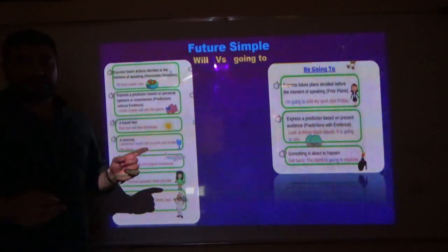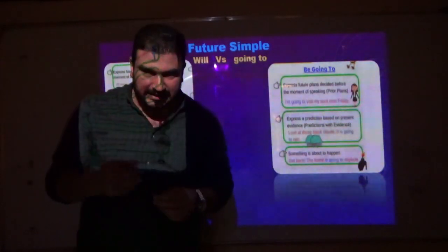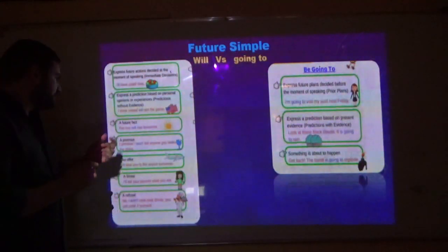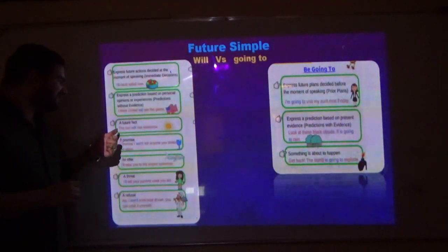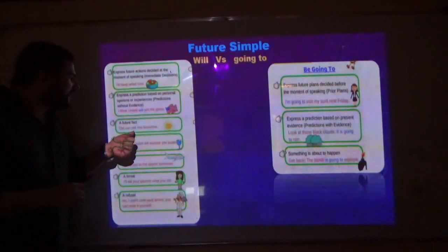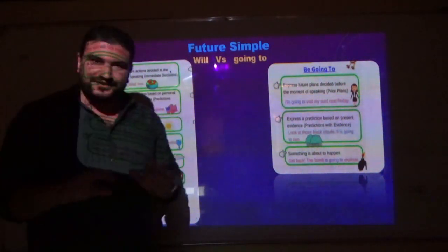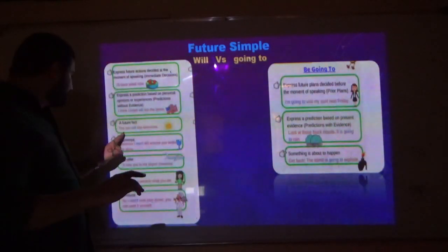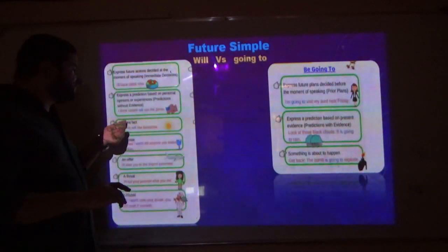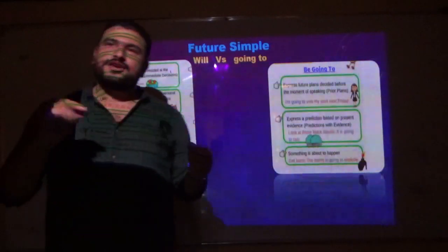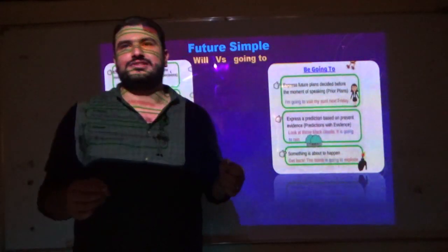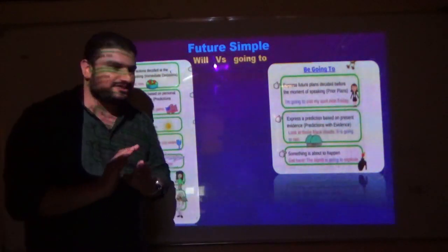A future fact, something which is definitely happening in the future. So here, a future fact is the sun will rise tomorrow. It is definite to happen. So we call it a future fact. Like saying, he will be 20 years old next year. So it is definite to happen.